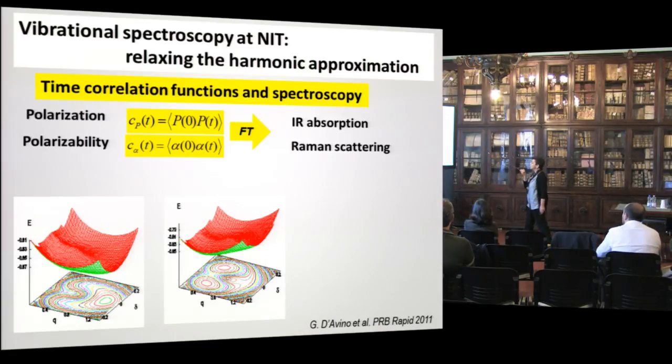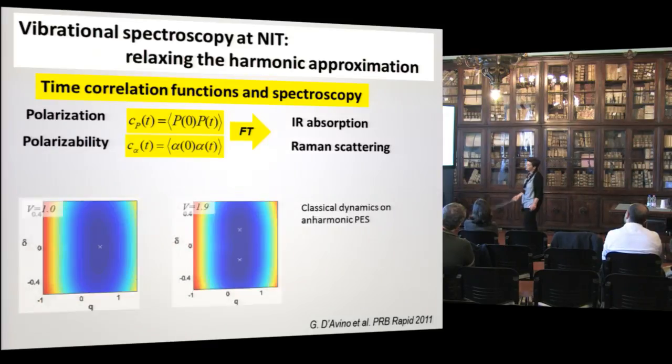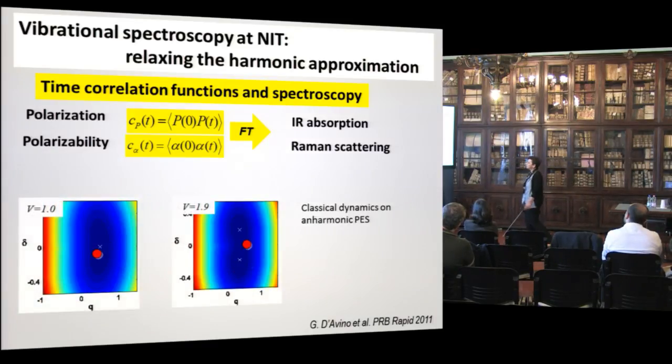And of course, to do that, what you have to do first of all is the dynamics of your system. But the dynamics in the ground state on a two-dimensional surface is a very simple trick. And of course, we can do that. This is just a cartoon for showing that I'm able to use PowerPoint. But of course, you can do classical dynamics on these anharmonic potential energy surfaces.